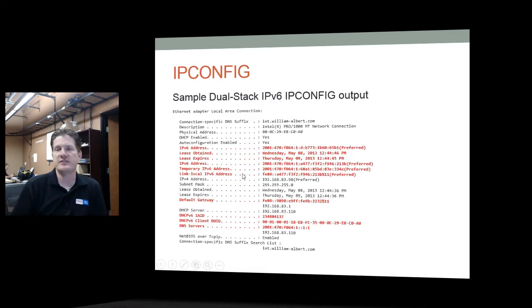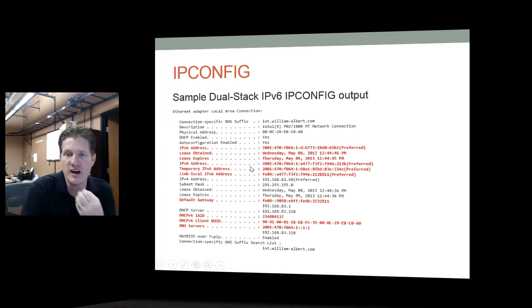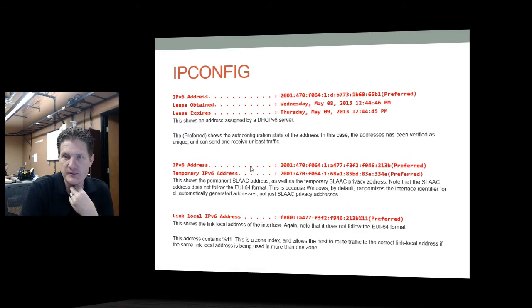So here's your IPv6 ipconfig. If you have an IP version 6 address and you type ipconfig at the command prompt, you will get an output that looks like this. The ipconfig will show your IPv6 address. It'll also show your IP version 4 address if you have one. Notice in this case, I have a temporary address, I have a link local address, I have a global address. So notice I have multiple addresses automatically assigned by IPv6.